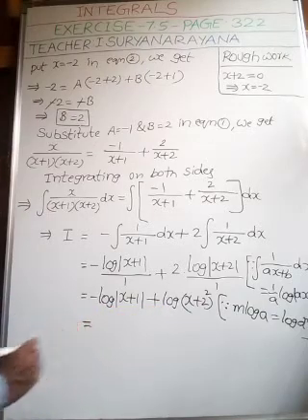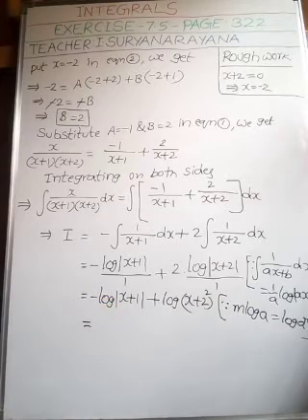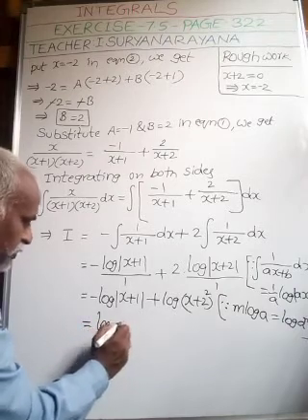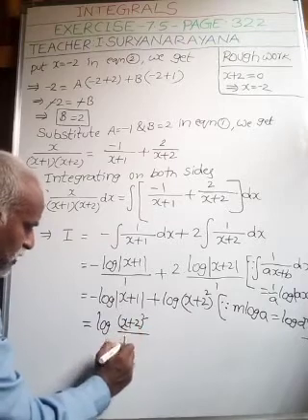Right. Again, you observe, this is log A minus log B. What is the formula? What is the logarithmic property? Log A minus log B is log of A by B. So log of x plus 2 whole square by mod x plus 1.